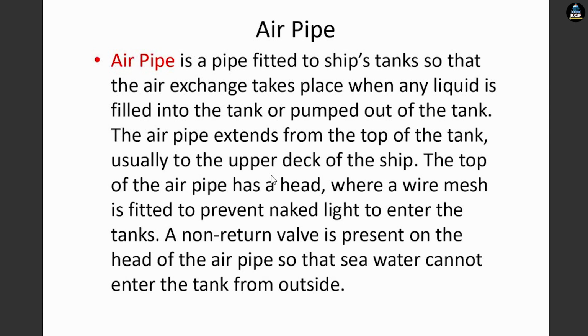So the air pipe extends from the top of the tank, usually to the upper deck of a ship. The top of the air pipe has a head where a wire mesh is fitted to prevent naked light from entering the tanks. A non-return valve is present on the head of the air pipe so that seawater cannot enter the tank from the outside.